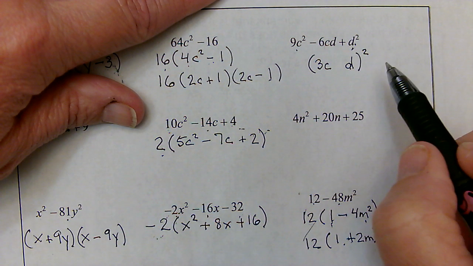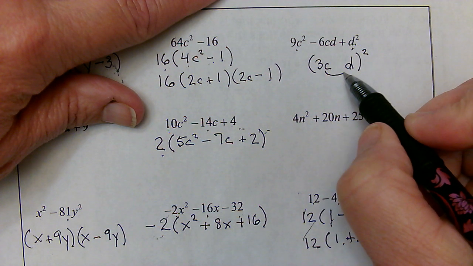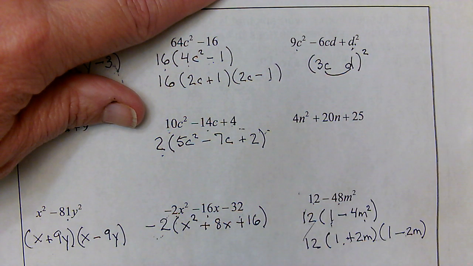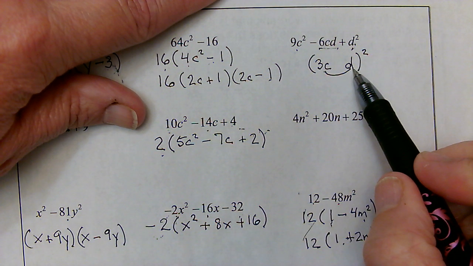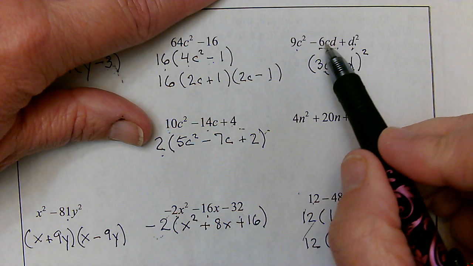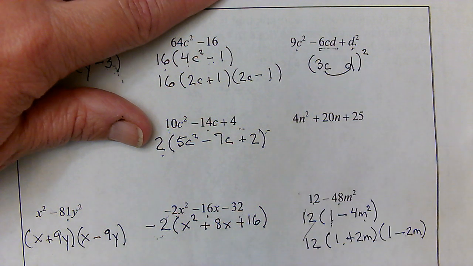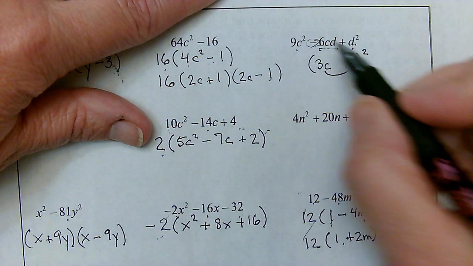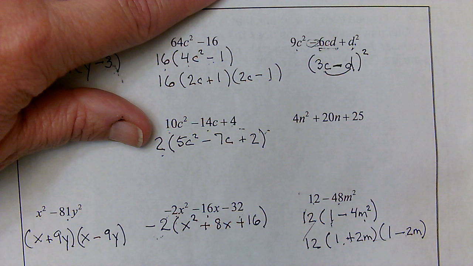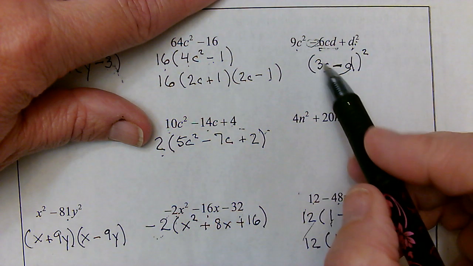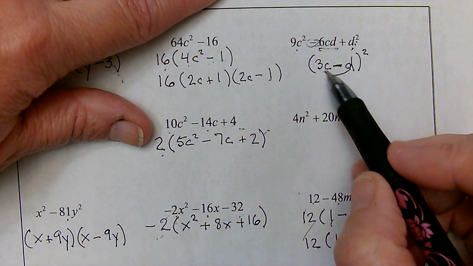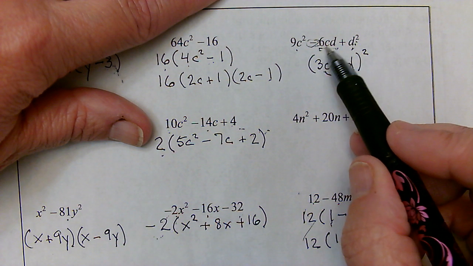But if it is a perfect square, then when I multiply these two things together and then double it, which just means multiply that by 2, I should get what's in the middle here. 3c times d is 3cd times 2 is 6cd. So it is a perfect square. Now, the sign that's here has to be the same as the sign that's between them. When you square this negative d, you're going to get positive d squared. But when you do your middle terms, when you multiply these together, it comes out negative. So when you double them, you're going to have a negative answer there.